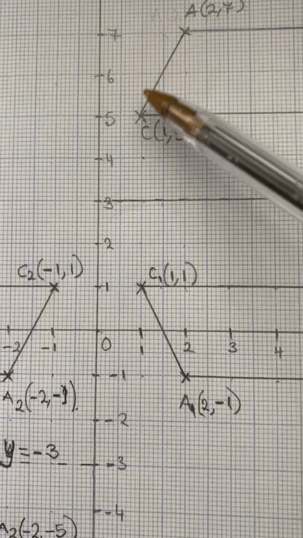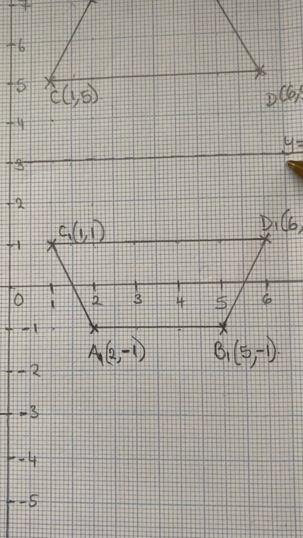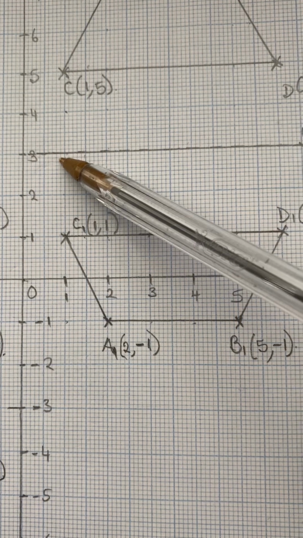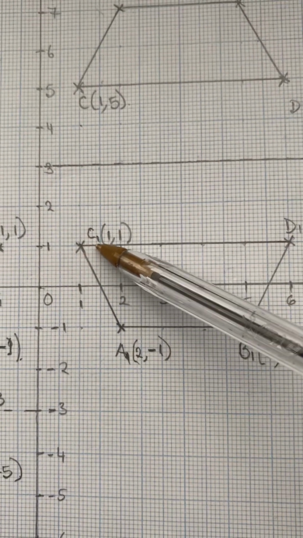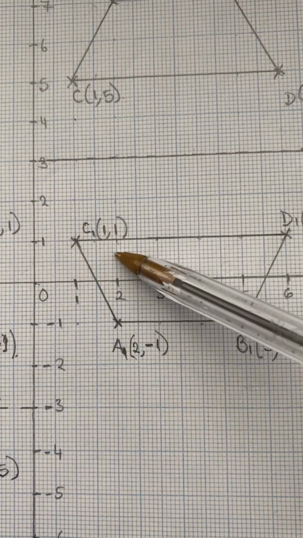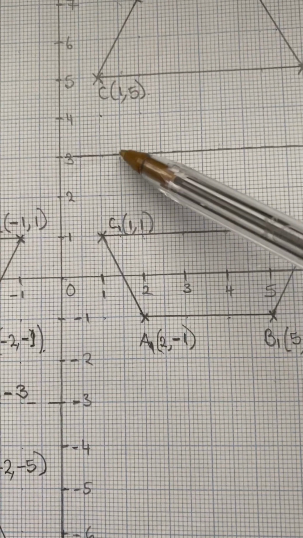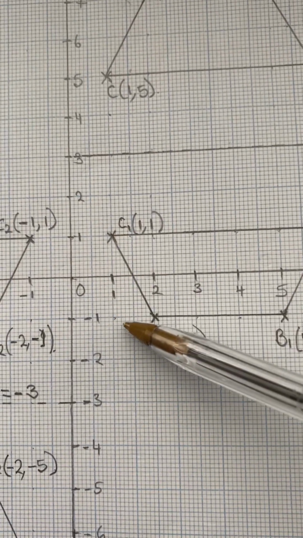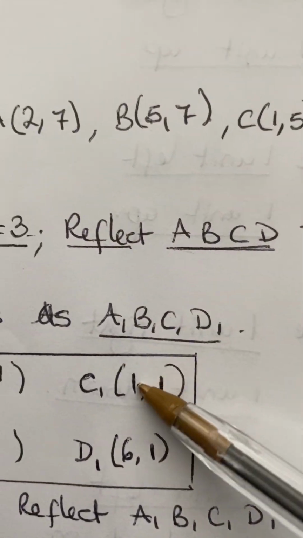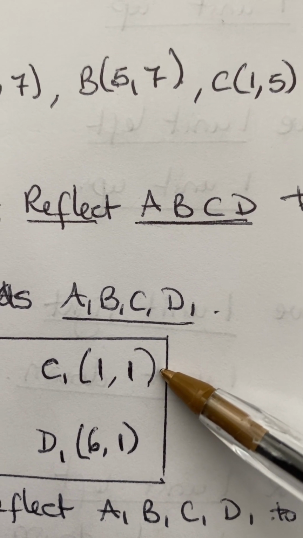Now C, look at where C is. That is the mirror line. Okay, so 1, 2. 1, 2. So C1 will be 1, minus 1. Okay. So no, 1, 1. Because it's not gone down there. So it will be 1, 1. So here is 1, 1. This is where you should follow my notes. Okay.